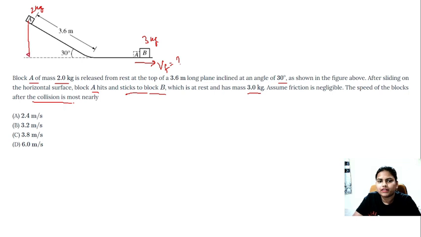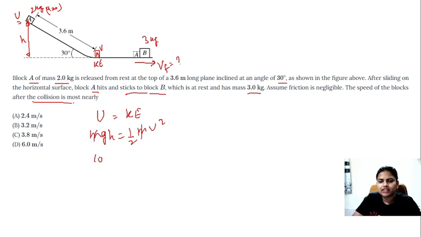At this point, due to this height h, A would have potential energy, and the initial velocity is 0, so the kinetic energy is 0. When block A reaches the bottom, it would have kinetic energy because it would achieve some velocity. With the help of energy conservation, the potential energy would be converted to kinetic energy, so I can write mgh is equal to half mv squared. The m got cancelled. So I can write 10 into height, which is 3.6 sin 30 degrees, is equal to half into v squared. When I solve it, the velocity would be equal to 6 meters per second.